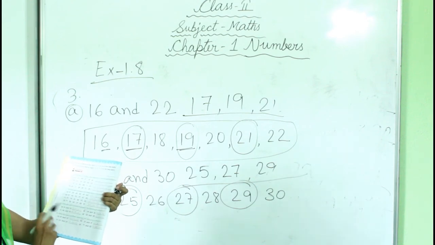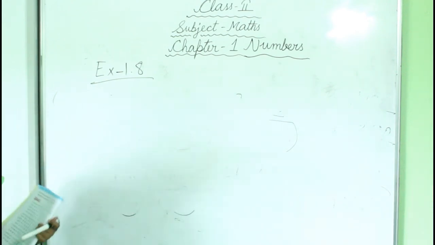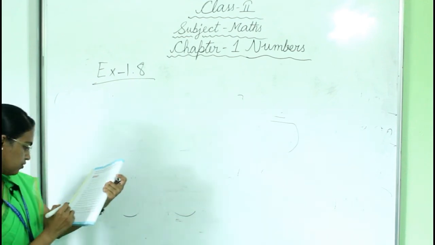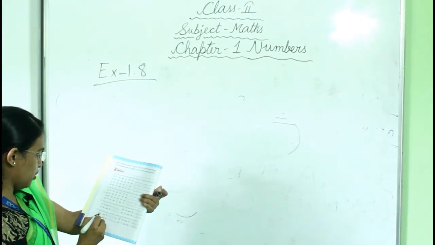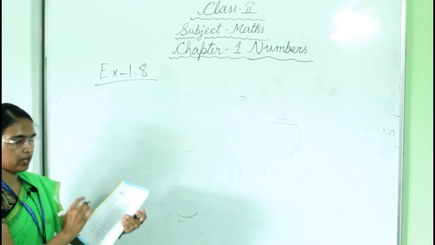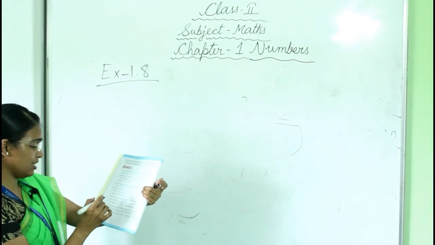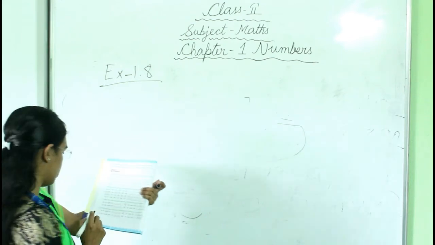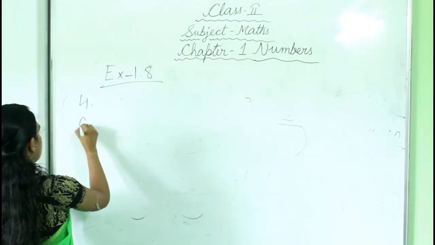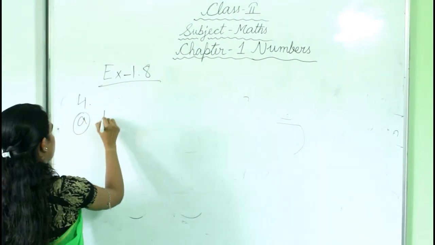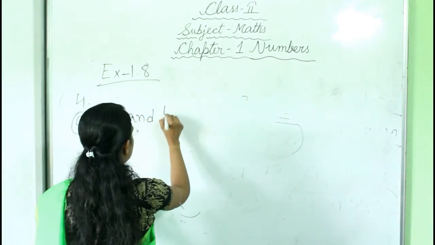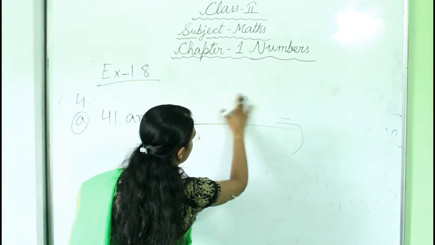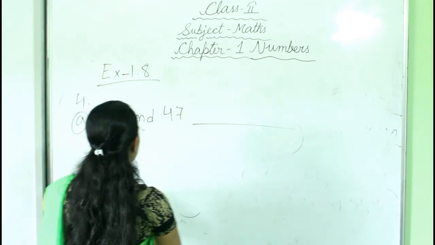Now question number 4. In question number 4, what is the question? Write the even numbers between the following numbers. We have to find out in the same way, but in this question we have to find out the even numbers. For A, the question is 41 and 47. We have to find out the even numbers.